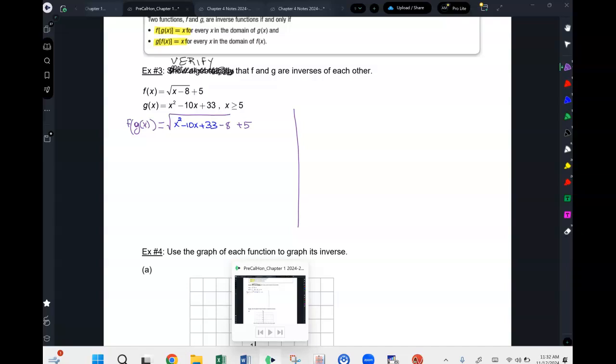Okay, so this is x squared minus 10x plus 25 plus 5. This is, wouldn't you know it, x minus 5 squared plus 5. Oh my God, that's x minus 5 plus 5. X! Oh boy! Oh my God. Okay, now let's do the other one.